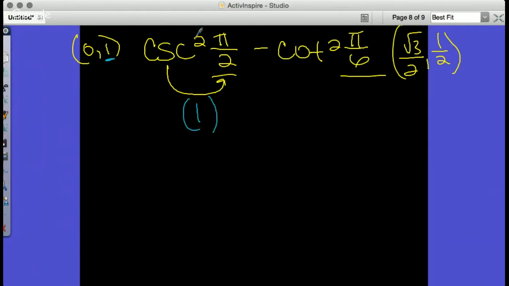Now, here's the thing. Because it's squared, we bring that square down, and it's 1 squared. Okay? Now, we know that would be 1. But again, we've got that left side complete there.